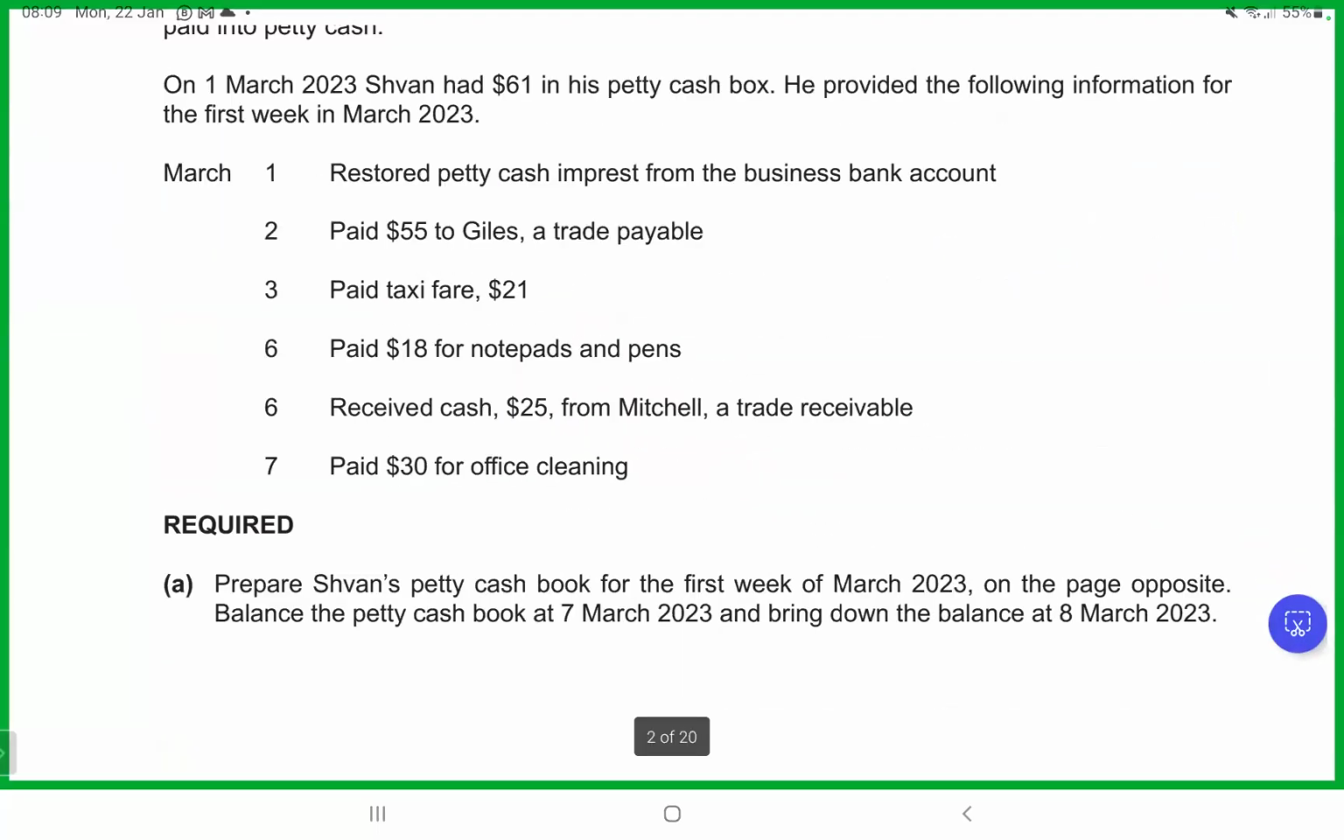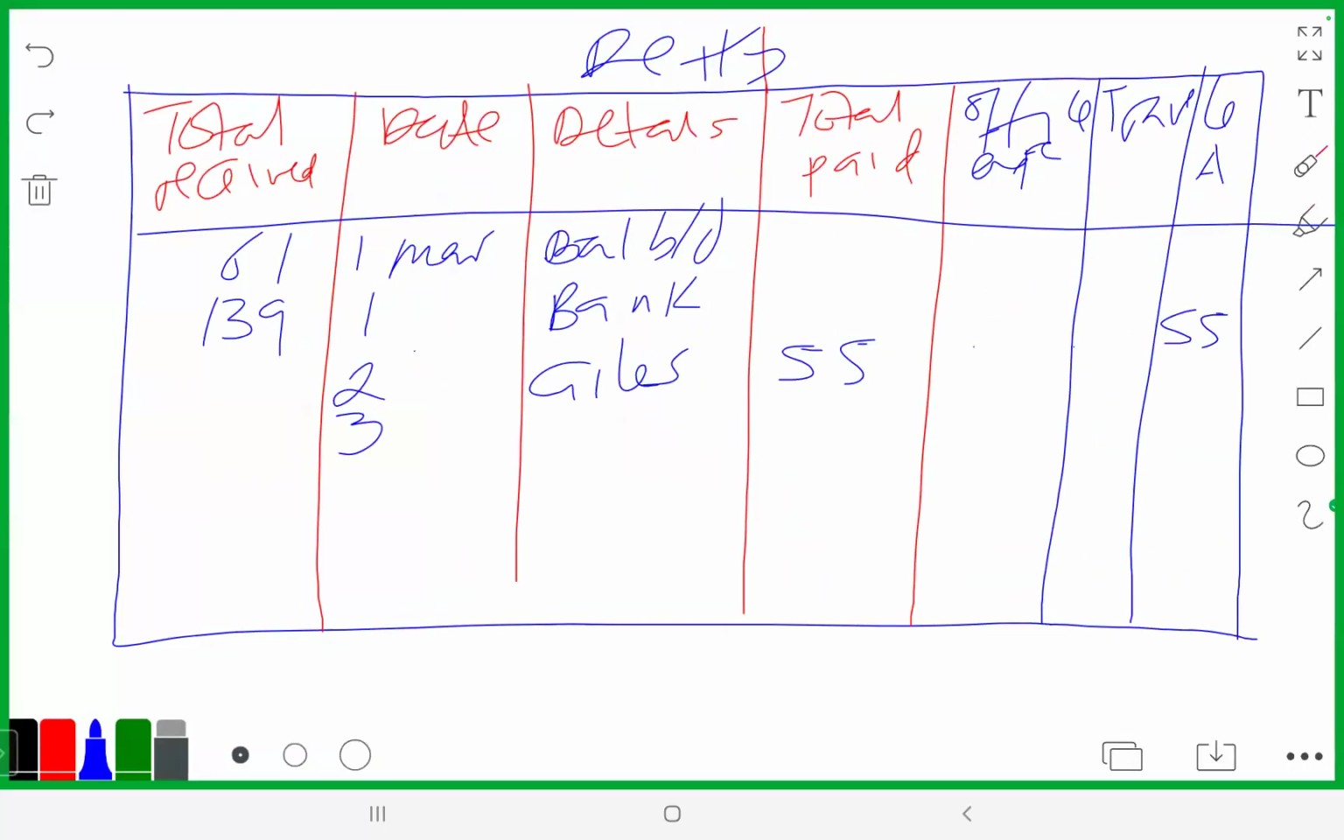On the 3rd, you paid taxi fare, $21. We paid the taxi fare on the 3rd. When you look at taxi, it belongs under which part of the expenses? We have office expenses, travel expenses, and ledger accounts. So the taxi pay of 21 does belong to travel. This expense was incurred because of traveling.